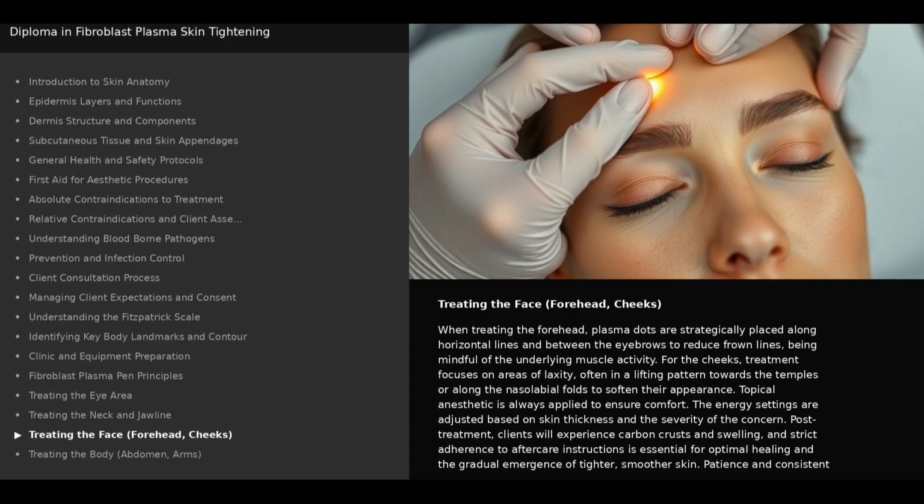Post-treatment, clients will experience carbon crusts and swelling, and strict adherence to aftercare instructions is essential for optimal healing and the gradual emergence of tighter, smoother skin. Patience and consistent aftercare are key to achieving the desired facial rejuvenation.